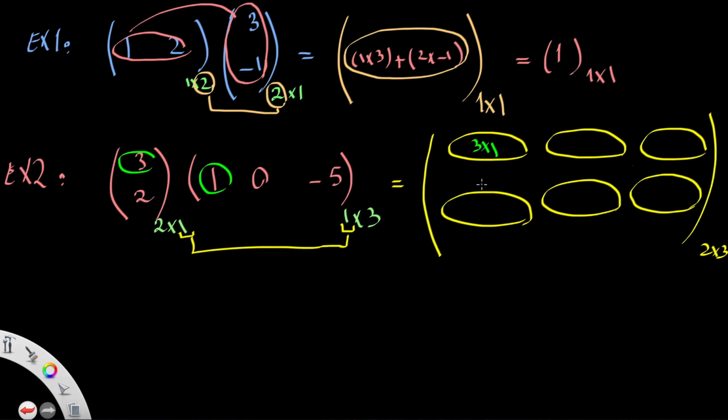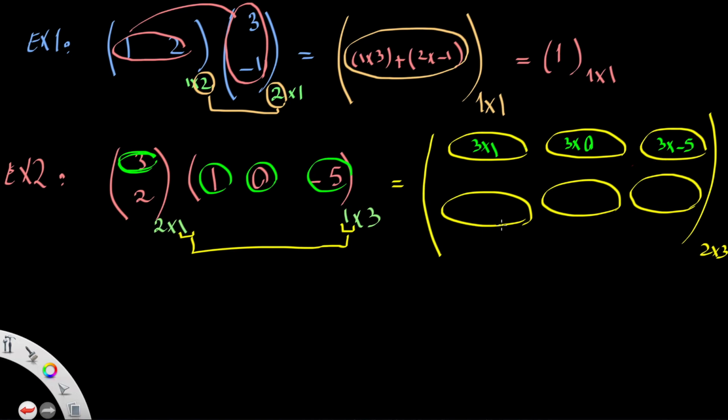Now for the second one. It is located in the first row, second column. So first row, then second column. So 3 is multiplied by 0. Now this element: first row, third column. So the first row is multiplied by the third column. So 3 is multiplied by -5.